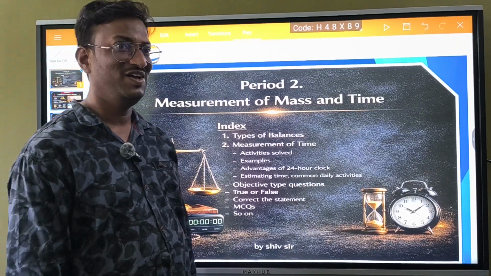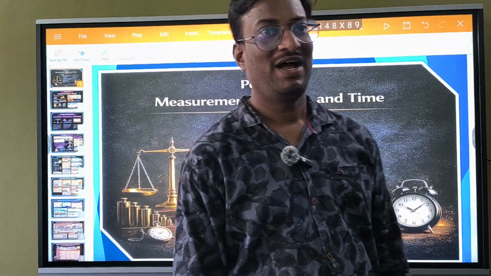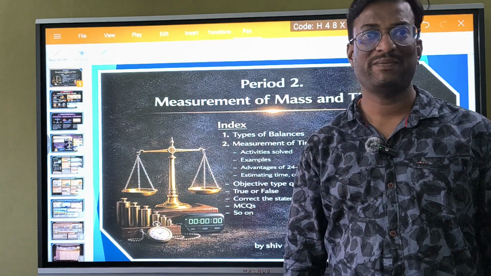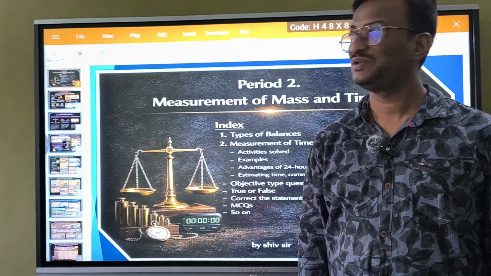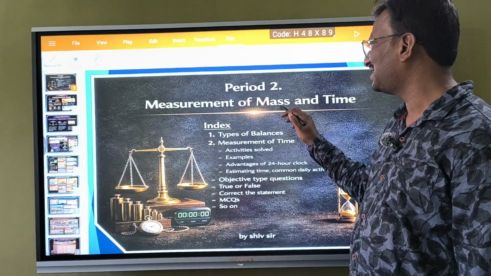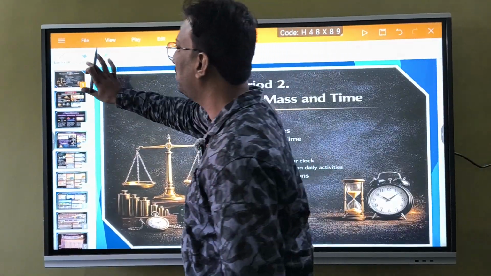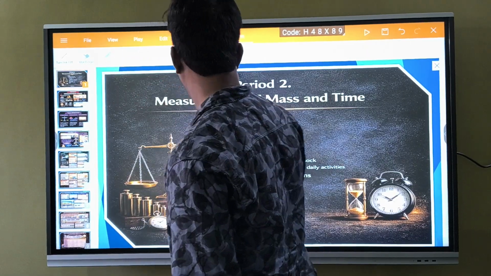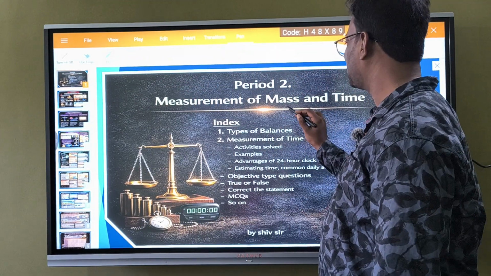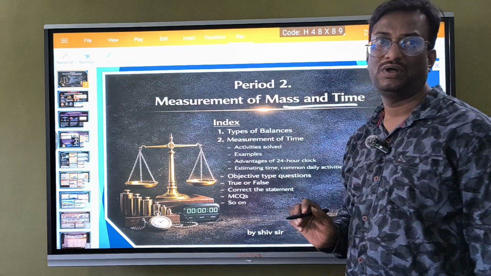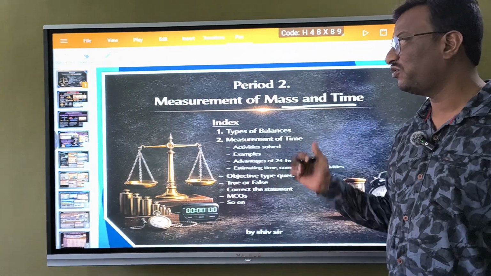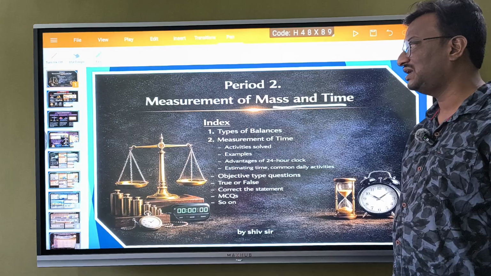Right, children, we shall start our period 2 in measurement class. Period 2, measurement of mass and time. In the previous class, we studied about length, measurement of length. Now we go for measurement of mass and time.